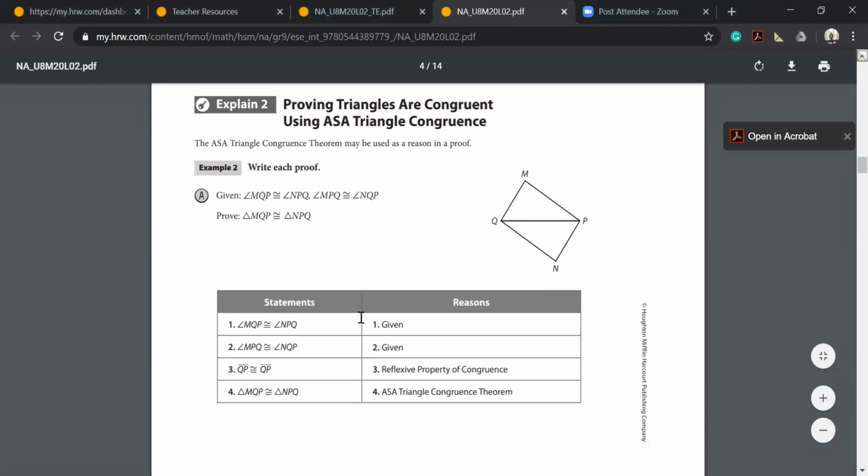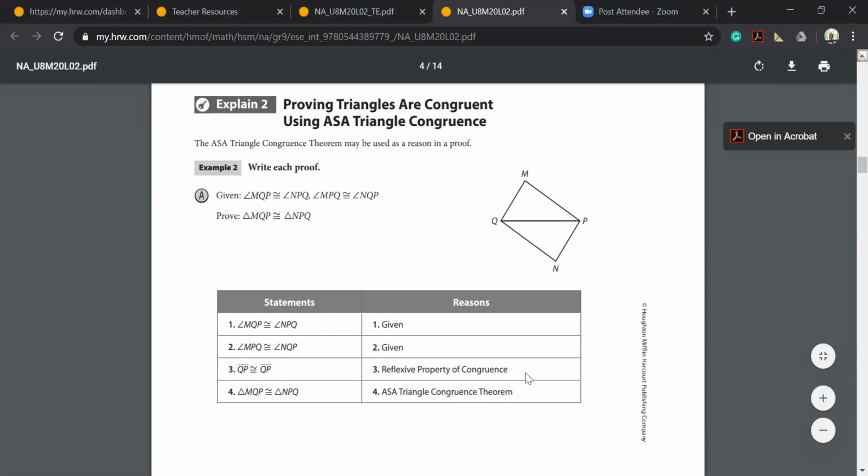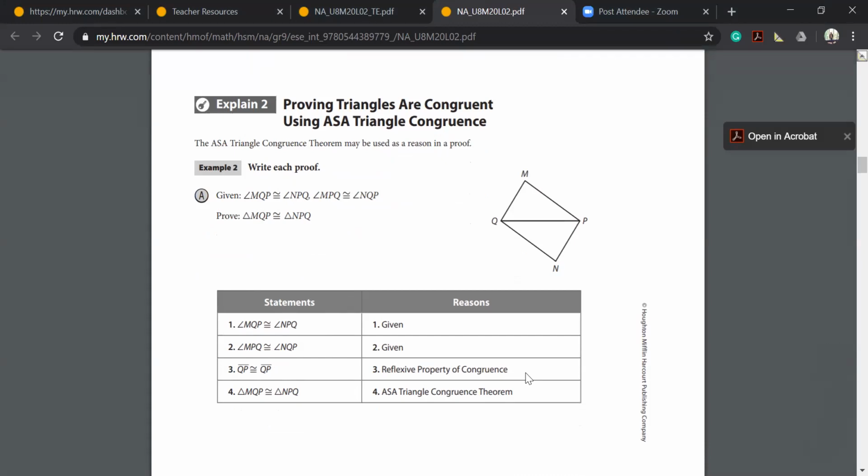To do it, you are going first of all to write the givens, right? So the first given and the second given, and then the two angles are already given. So I still have to state the side. So QP is equal to QP because it is the same. And this is called the reflexive property of congruence. You remember the table of the properties of congruency? You remember the transitive property and the reflexive property. You are going to be using the reflexive property.